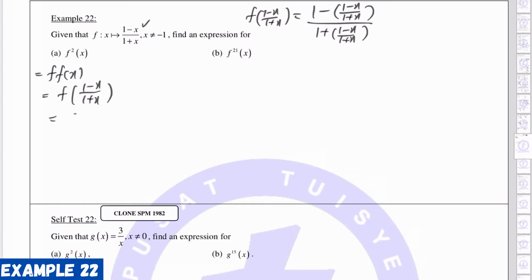Okay, follow the same pattern. I'm going to sub in here: 1 plus (1 minus x) over (1 plus x). Now how would you simplify this? Most people would just combine everything into a single fraction, multiplying top and bottom of the 1 with 1 plus x and all that. I don't want to do that. I think it's a little bit slow.